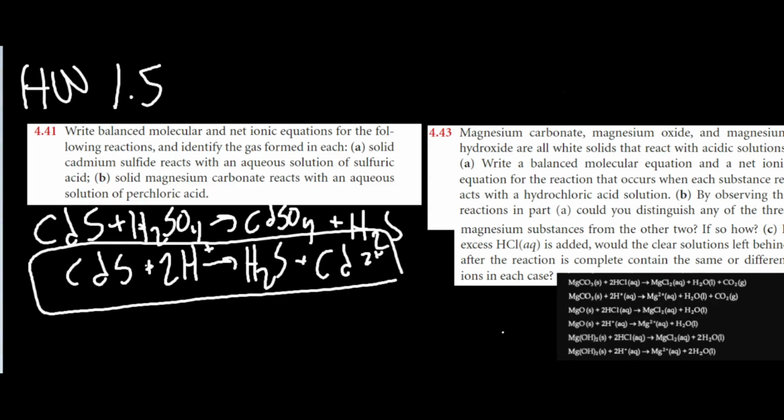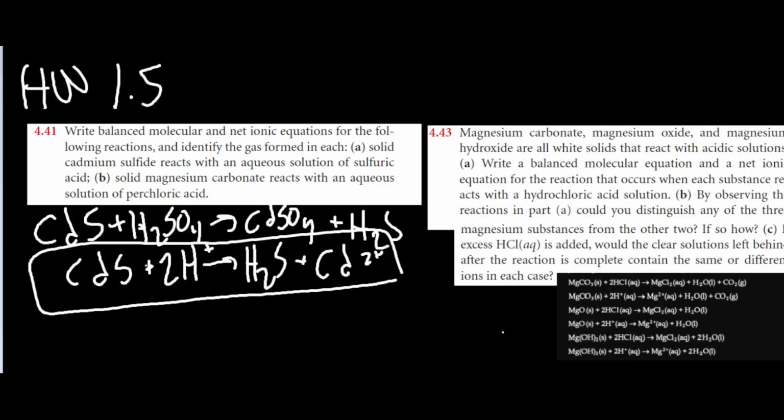Alright, 41. Write balanced molecular and net ionic equations for these reactions. I'll only be doing A. So with A, it's solid cadmium sulfide and sulfuric acid. To get your products from that, and then eventually an ionic equation, you're just going to combine your ions. The cadmium and the sulfate will come together to form cadmium sulfate because they're from different reactants. And then the hydrogen and the sulfide will come together to form hydrogen sulfide.